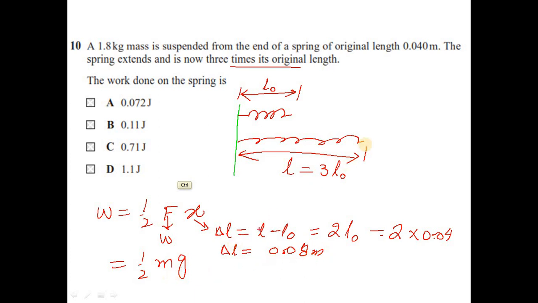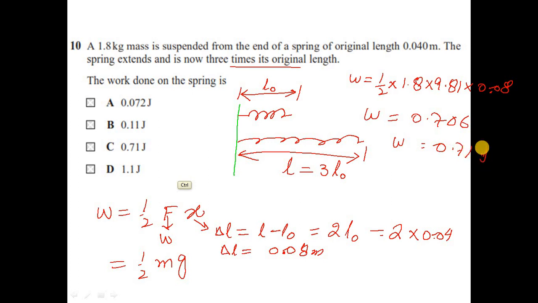If you put all these numbers here, the work done is half times 1.8 times 9.81 times 0.08. If you simplify this, the work done is equal to 0.706. If you round it off, W is equal to 0.71 joule. So the C is your option.